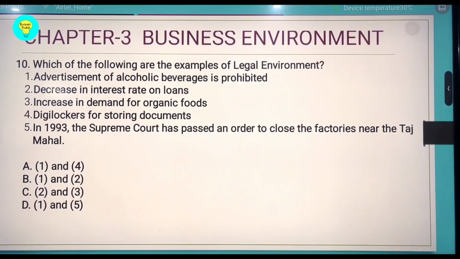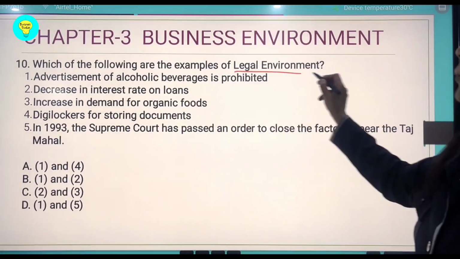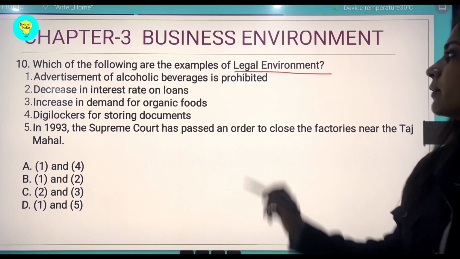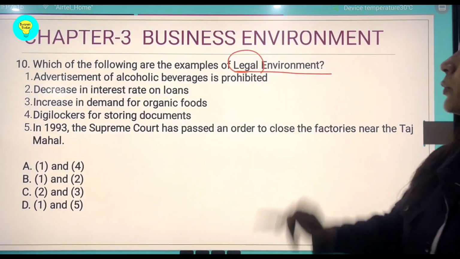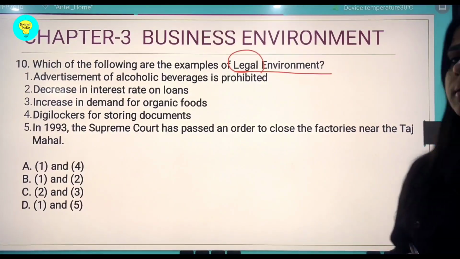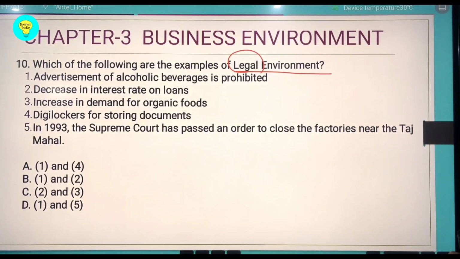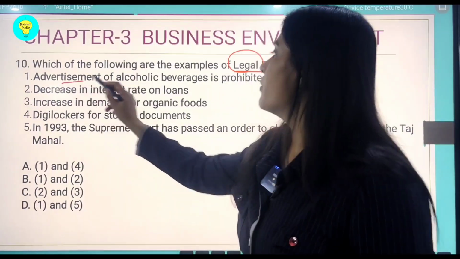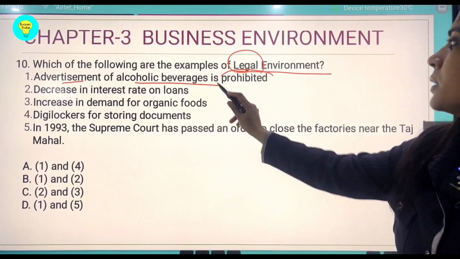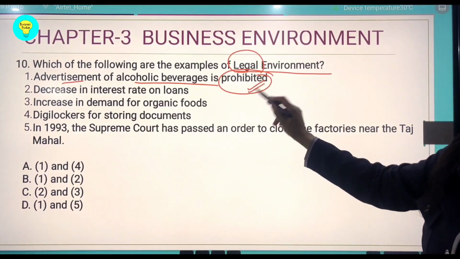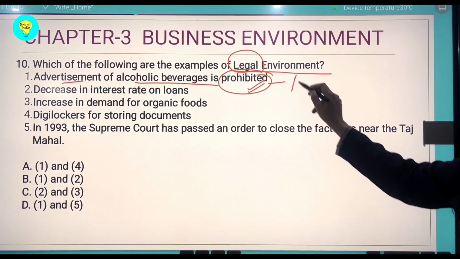The next in line, and probably the last question from the chapter: which of the following are the examples of legal environment? As I told you, students, whenever you get this component of the environment, you have to look for the acts and their consequences. So the first one is advertisement of alcoholic beverages is prohibited. If the word prohibited is used, it is generally in the context of a particular act.